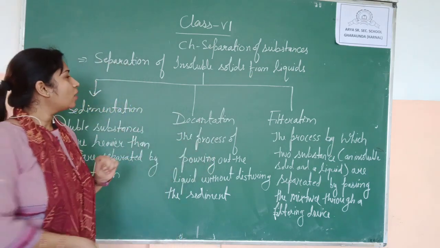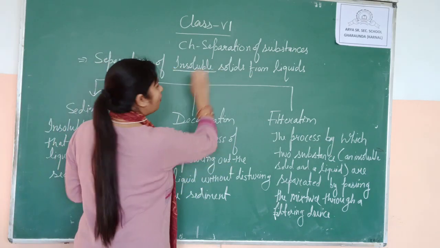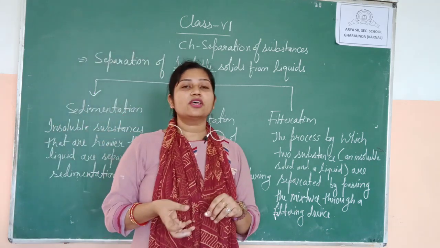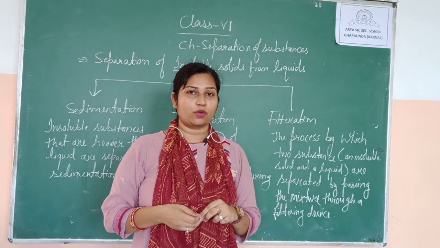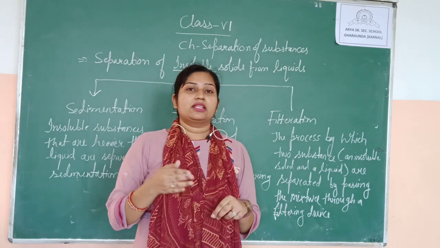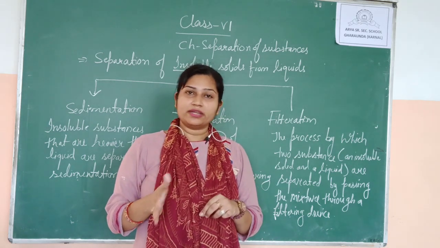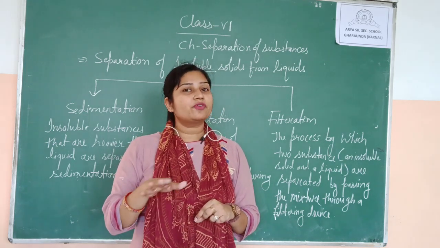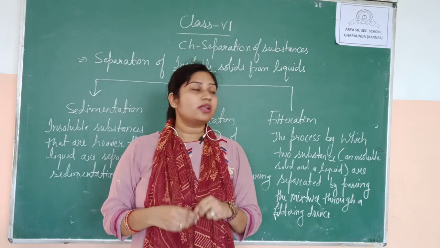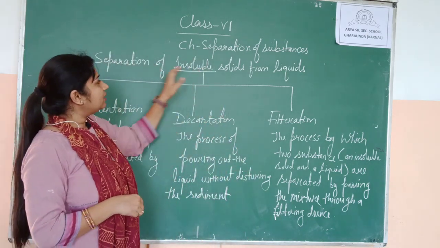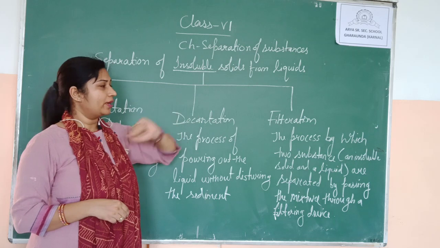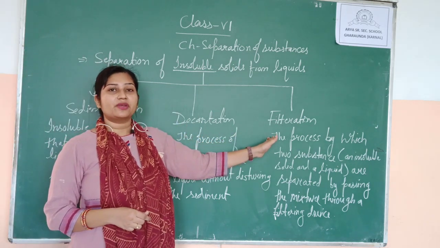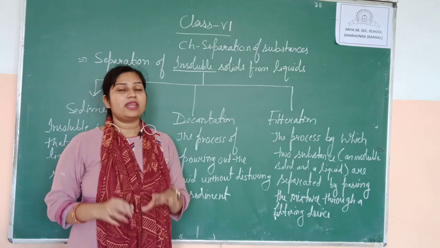Now the first thing is, what is the meaning of insoluble? Well, insoluble substances are those which do not get dissolved in a liquid. That means they settle down at the bottom of the liquid if they are heavier than the liquid, or they may float over the surface of water. Now, how can we separate these insoluble solids from liquid? There are three methods with the help of which we can separate an insoluble solid from liquids.